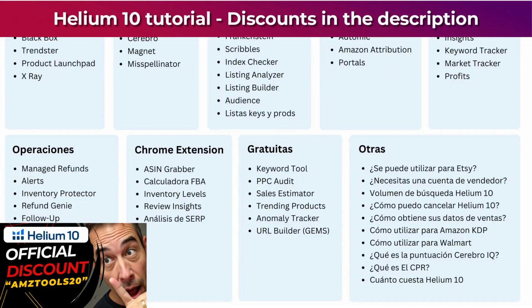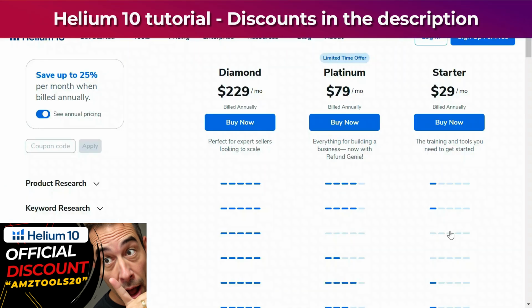Alright, let's move on to the next video. This will be the last one, which is, how much does Helium 10 cost? Well, if you've made it this far, first, I want to thank you for watching more than 40 videos, and basically, I'll tell you that Helium 10 costs this much. The Platinum Diamond is $229, the Platinum is $79, and the Starter is $29. This is when you pay annually. When you pay monthly, it's higher.